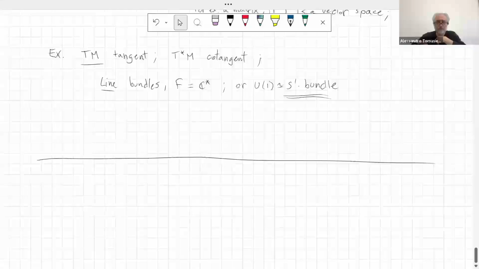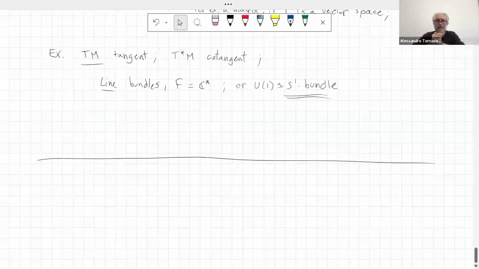Actually, this is just one example, and there are many other bundles that are naturally associated to a manifold. This is the bundle of vector fields, the cotangent is the bundle of one forms, but you could keep going and consider the bundles of K forms, for example, and so on.